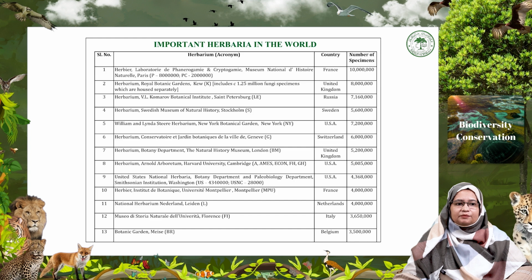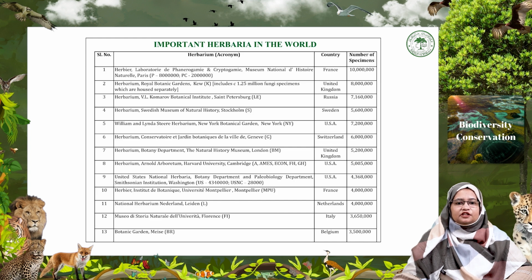Then the William and Lynda Steere Herbarium in the New York Botanical Garden has the acronym NY. Then Herbarium Conservatoire of the Jardin Botanique has the acronym G. Then Herbaria Botany Department of the Natural History Museum in London has the acronym BM.